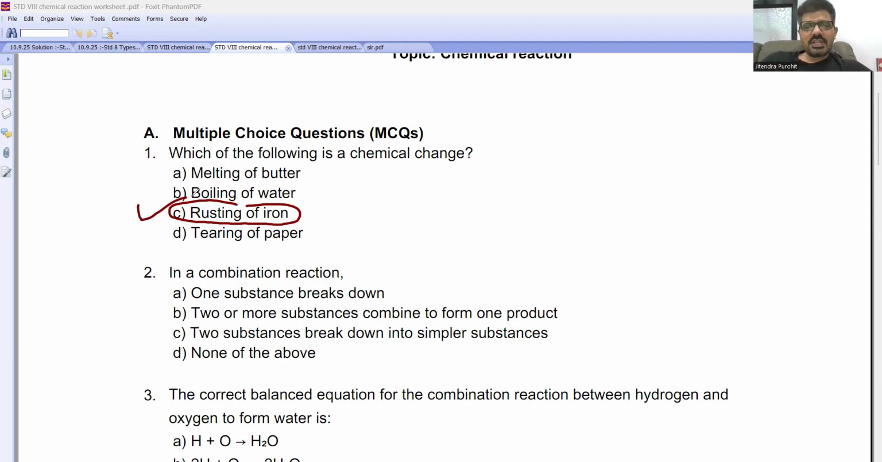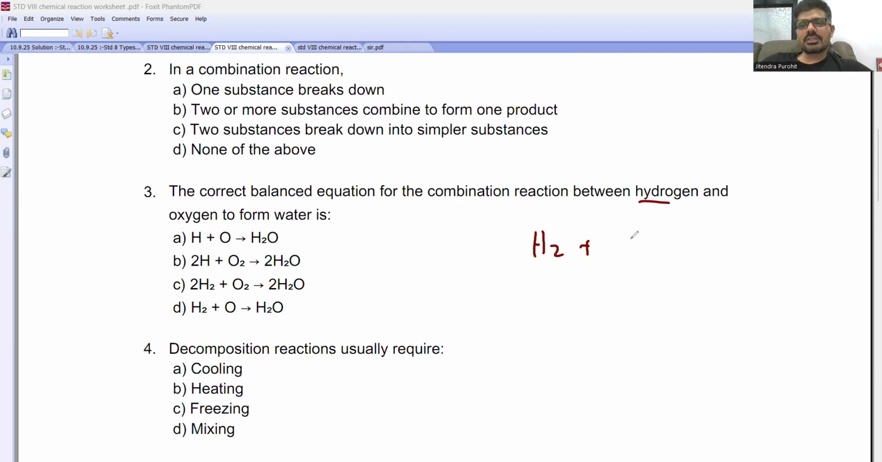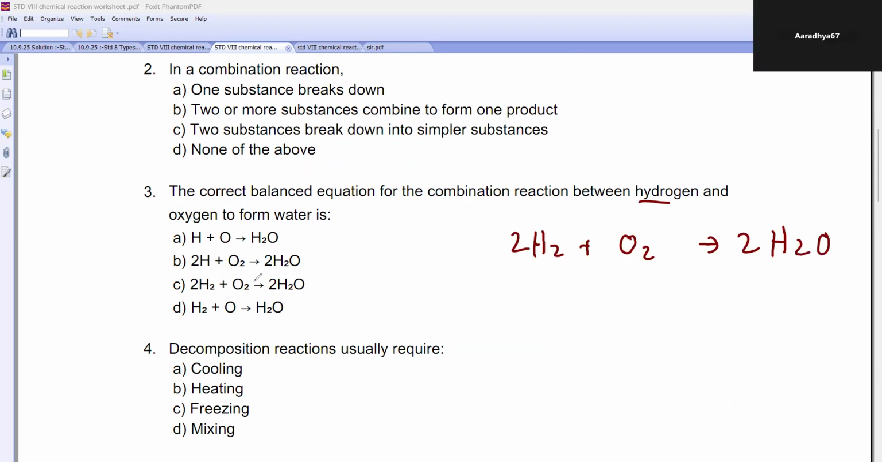In a combination reaction, what happens? Two or more substances combine, na beta. Then the correct equation for the combination reaction between hydrogen and oxygen. Hydrogen plus oxygen gives you H2O. So which one is the correct one? Oh beta, two are correct. What, man? No, this is wrong. Why? Because there is no H2 here. This is the correct one. C for Chagan.